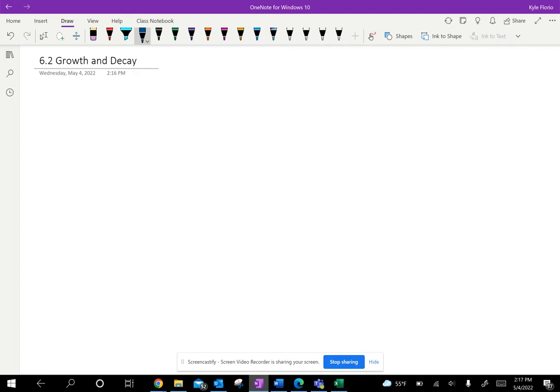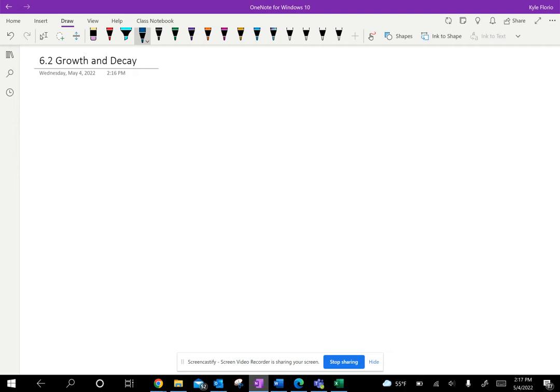In 6.2, we're going to look at growth and decay models, which is going to be somewhat of a review from Algebra 2, but it's good to see this, especially when I haven't seen it in a while. And there's going to be a little calculus involved when it comes to coming up with the exponential functions, but then the rest of it is going to be very much just algebra.